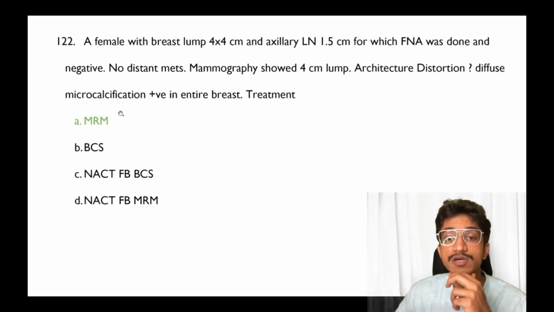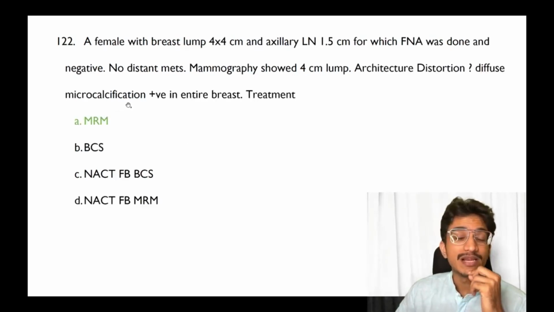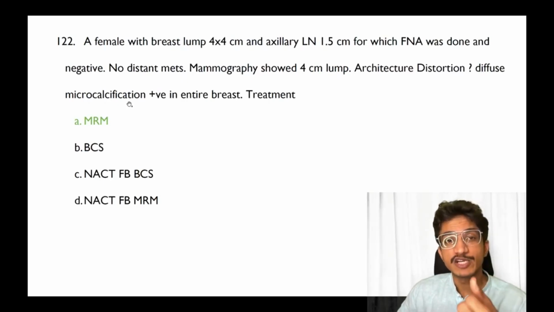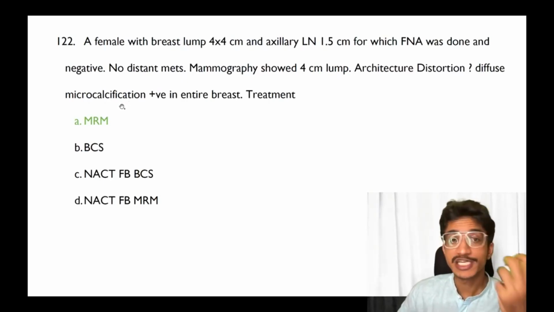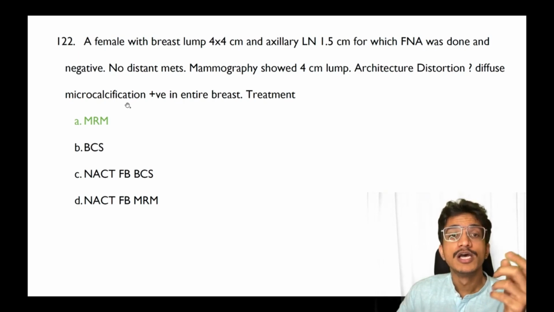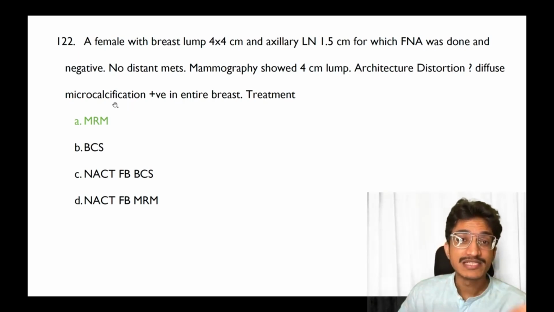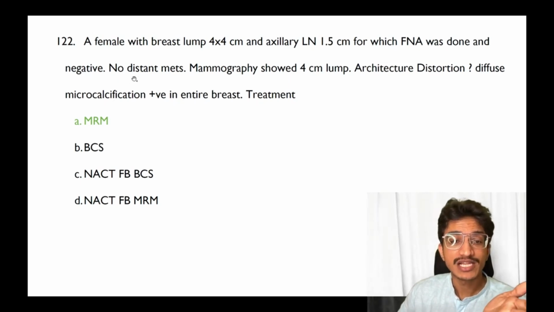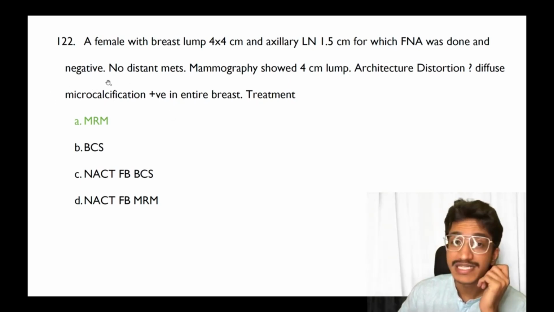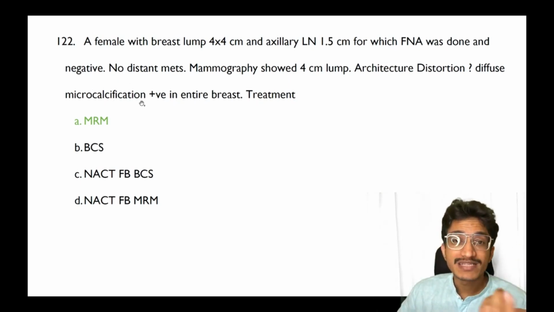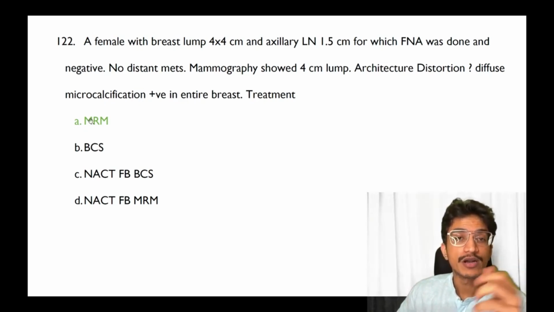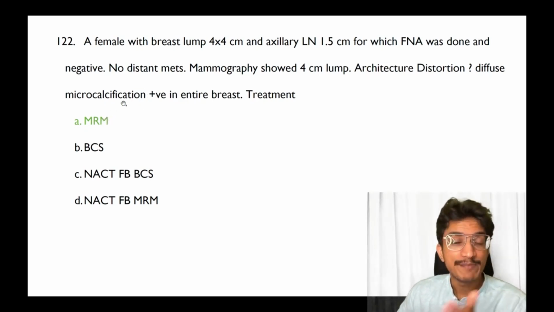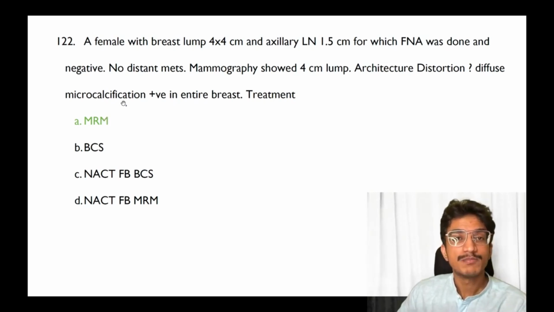Now moving on to the next, a female with a 4 centimeter breast tumor with diffuse microcalcification, node negative for tumor. So it is early breast cancer because the size is 4 centimeter, but it is associated with diffuse microcalcification. That means it is a multicentric disease. So you never do breast conservation surgery, but it is an early stage disease. So you can go for an MRM followed by APBI or partial breast irradiation.